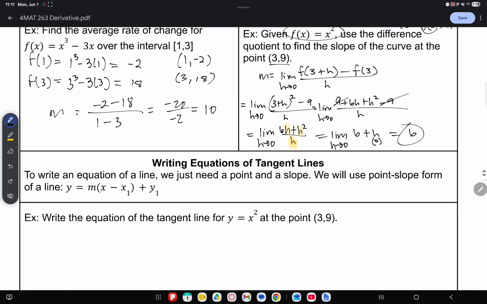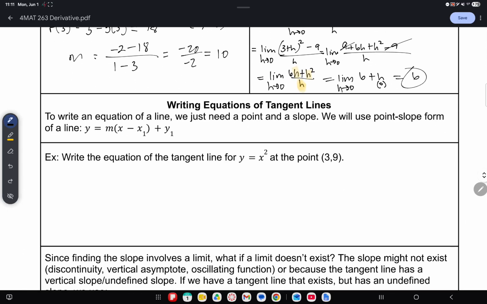All right, and finding all of that helps us to find the equation of that tangent line. So, okay, this part says write the equation of a tangent line, same function I just used, at that same point. All we need to make the equation of a line is a slope and a point, because we can use the point-slope form of a line here.